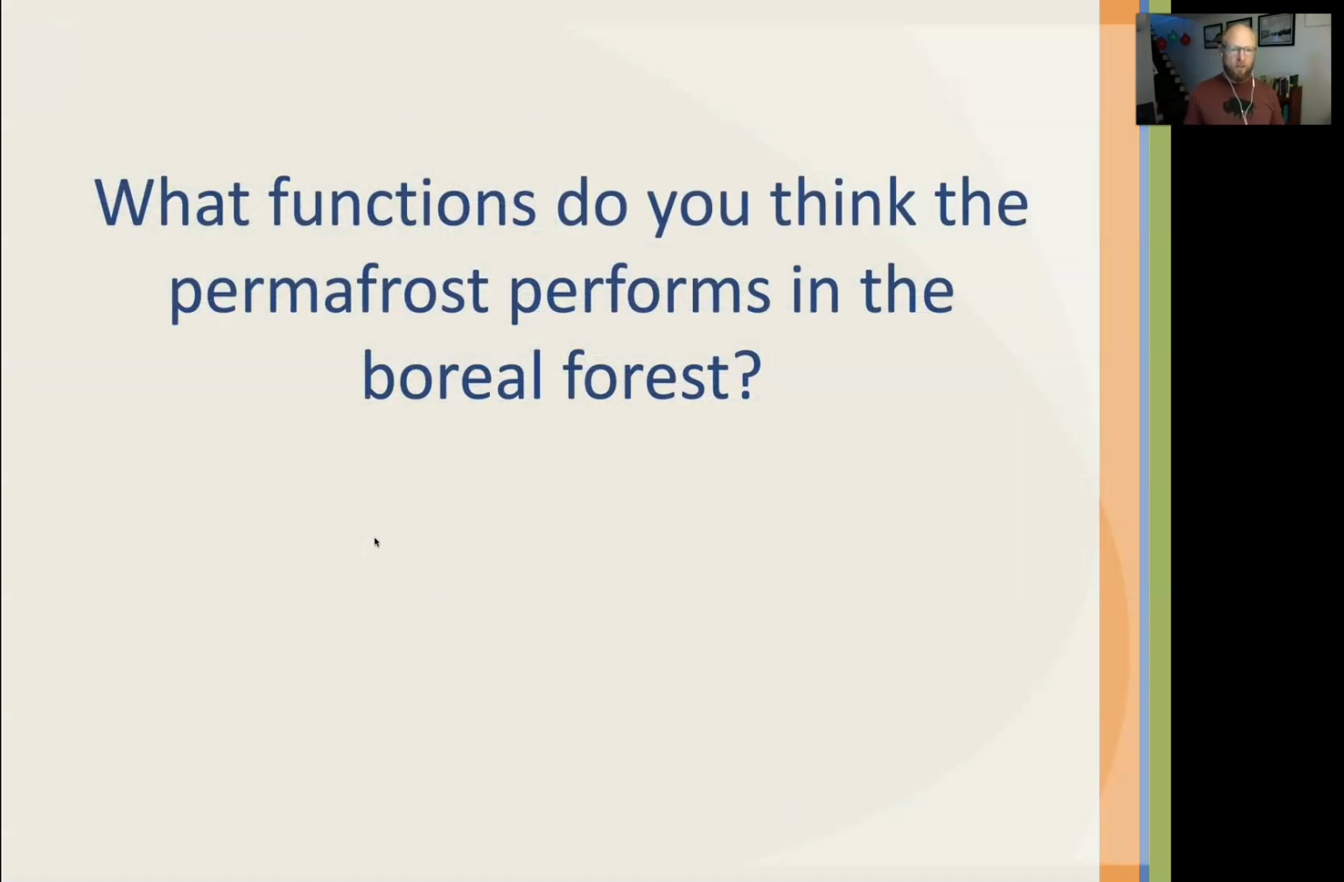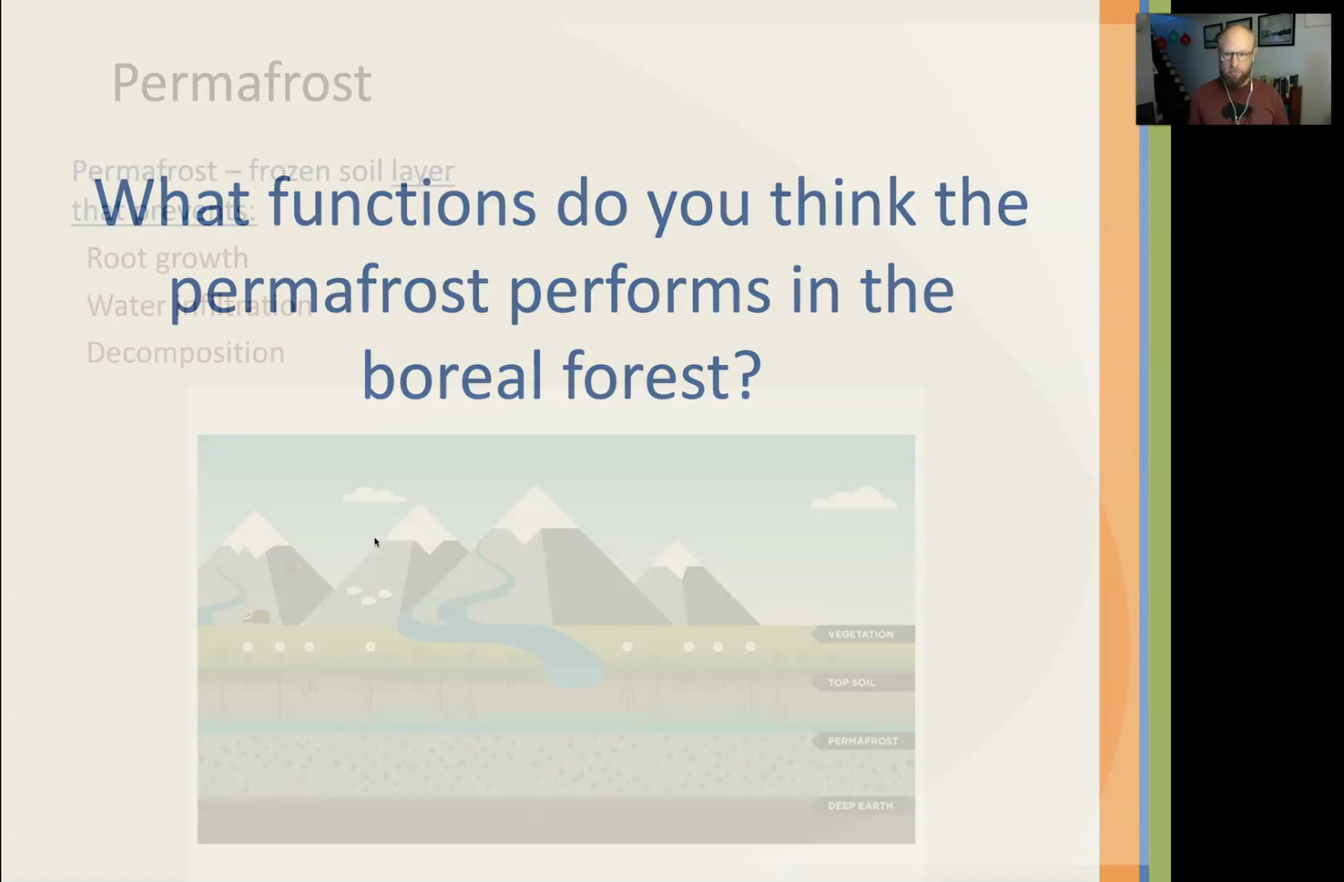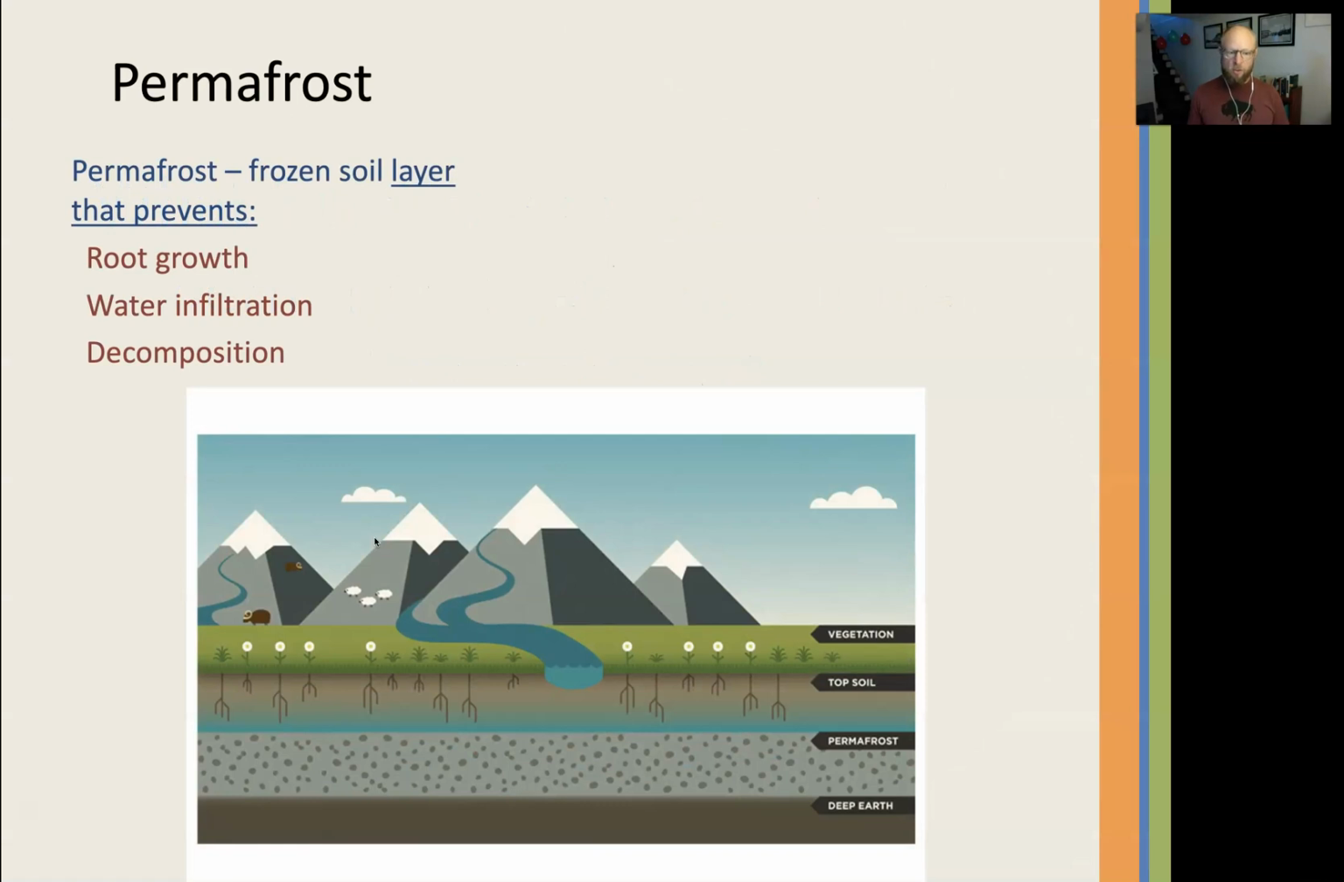So there are three main functions that we'll talk about the permafrost having in the boreal forest. First, the permafrost layer acts like a bedrock layer. So you've got this ice below the soil surface, and that's going to prevent roots from growing deeper than whatever that permafrost layer is. So let's say it's 1 meter down, then roots only have a meter of soil to explore, and they can't get below that.